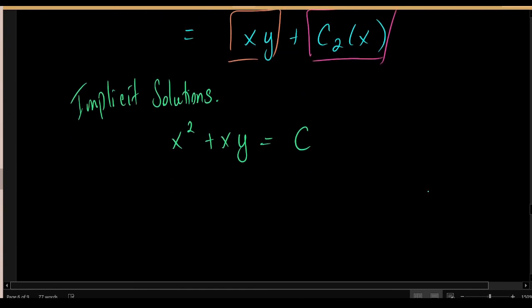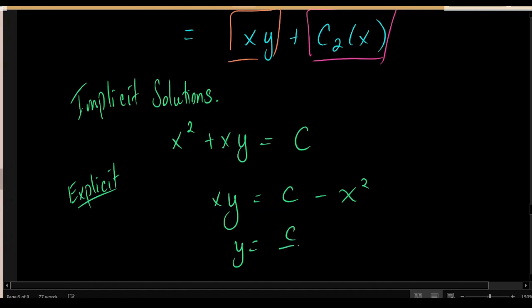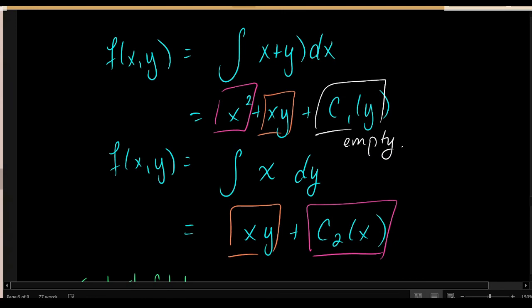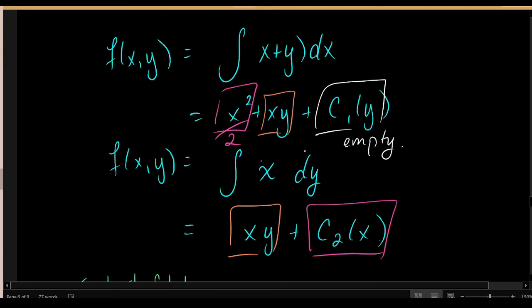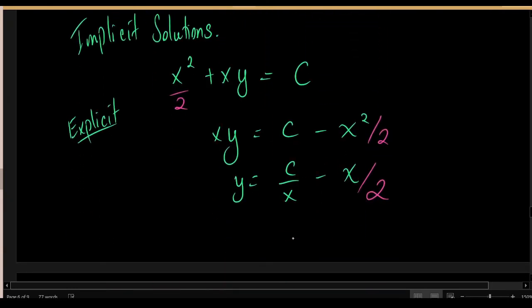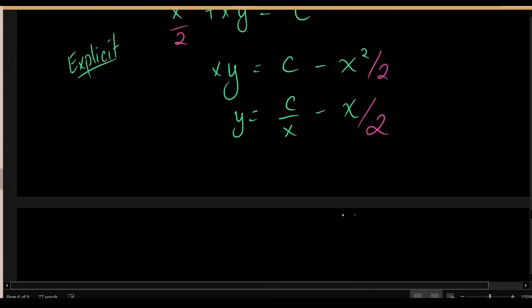Now this is simple enough that it can be pretty easily solved for y. C take away x squared, then divide both sides by x. You get c over x minus x. And whoops, I'm just noticing now that I forgot the over 2. And down here, this would be over 2, this would be over 2, and this would be over 2. Sorry about that.